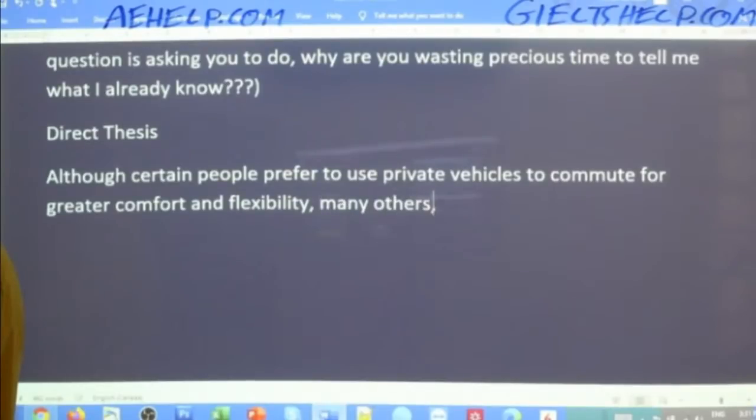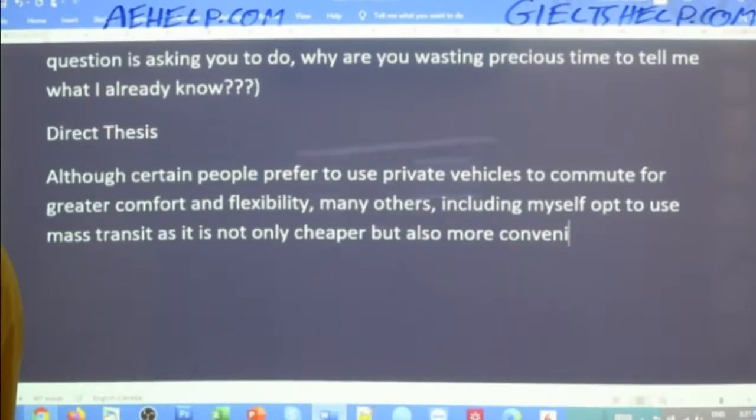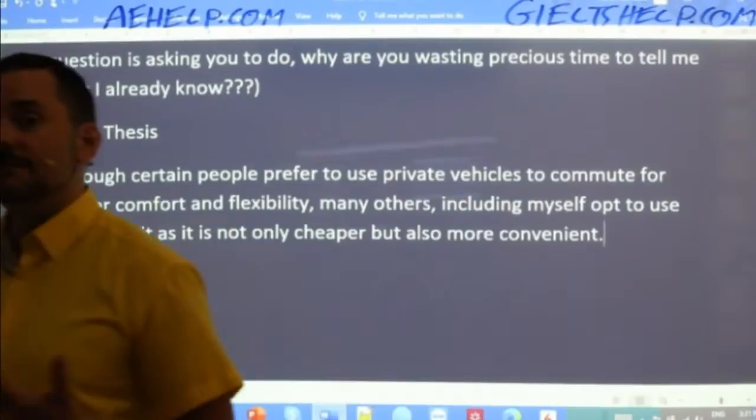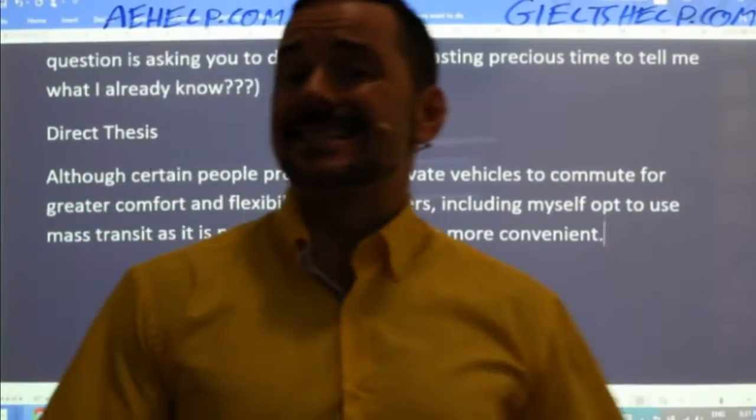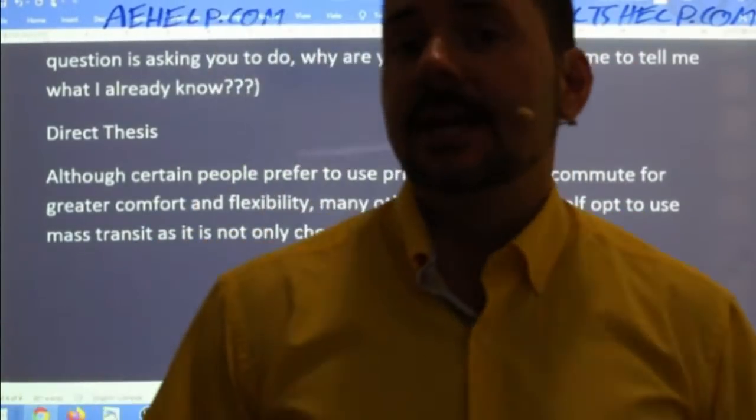Many others, including myself, opt to use mass transit as it is not only cheaper but also more convenient. Okay, so I'm gonna go with convenient because I'm a student. I can study while I'm on mass transit. I don't have to sit in traffic.